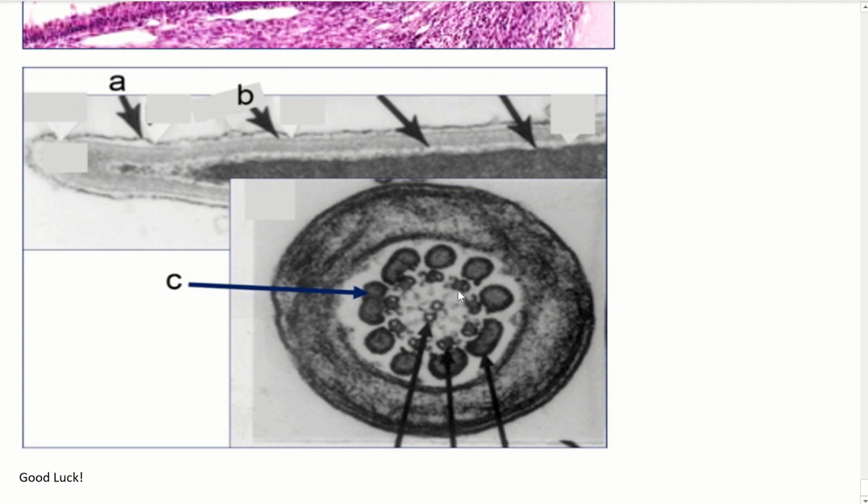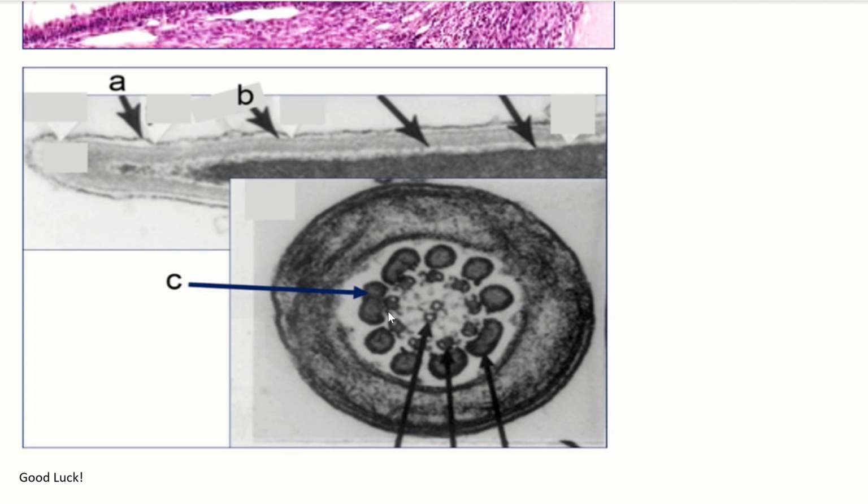This one is an EM of a spermatozoa. And so A is pointing to this outer layer. So this is going to be the cell membrane of that sperm cell, that spermatozoa. So that's the cell membrane. B right here, so this is the acrosome right here. So B would be pointing to the outer acrosomal layer. The outer acrosomal layer. This one would be the inner acrosomal layer.